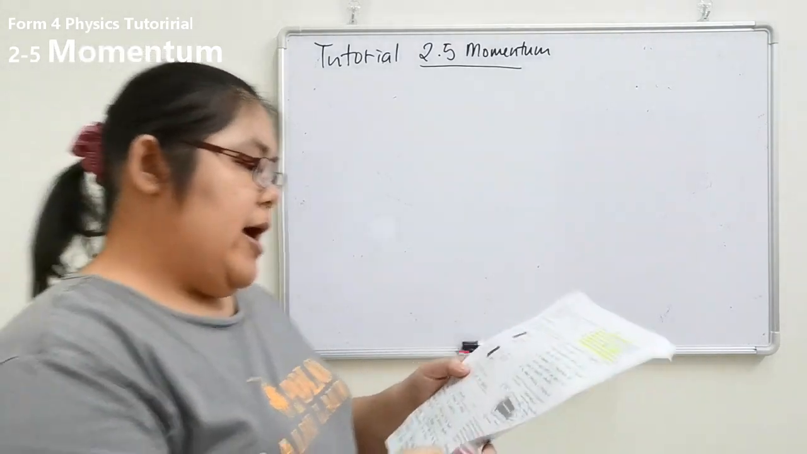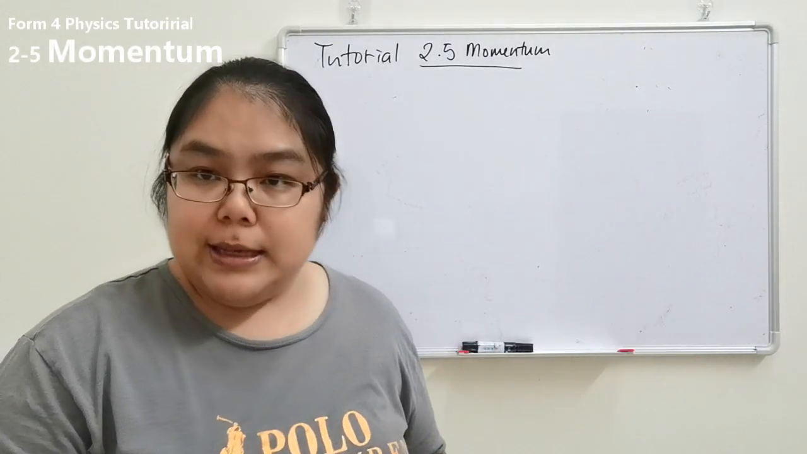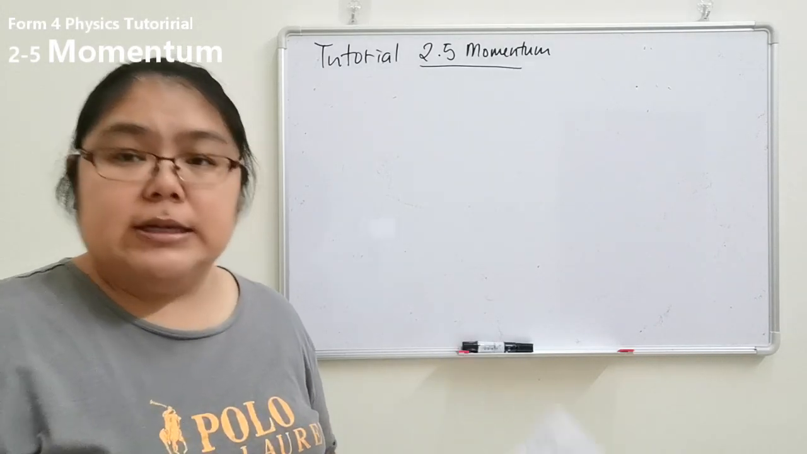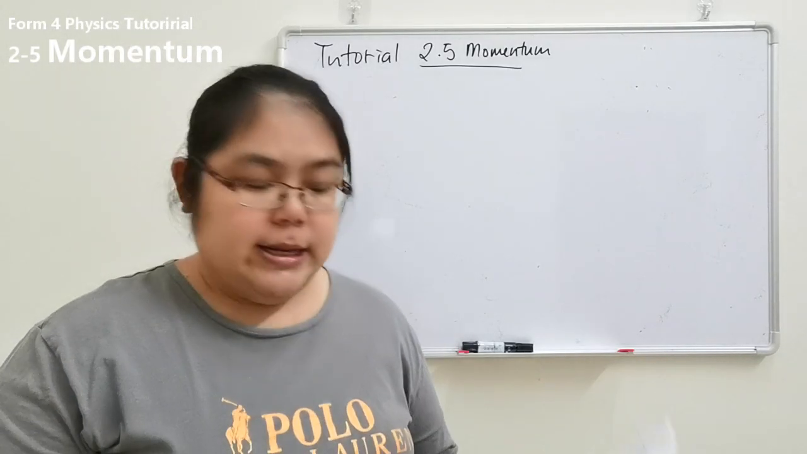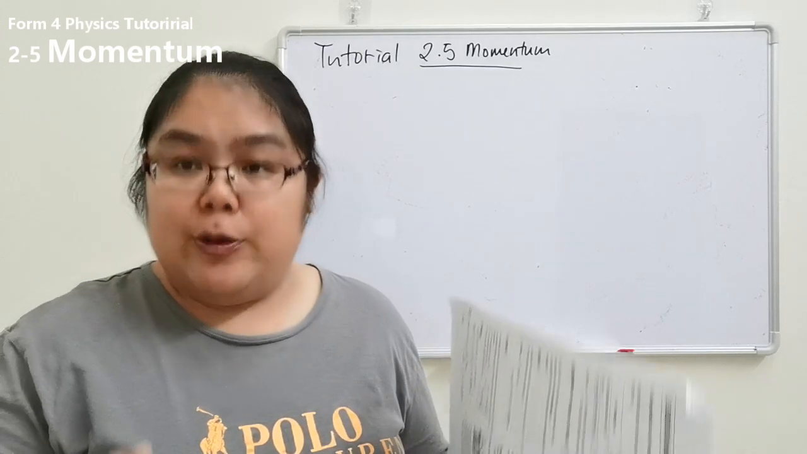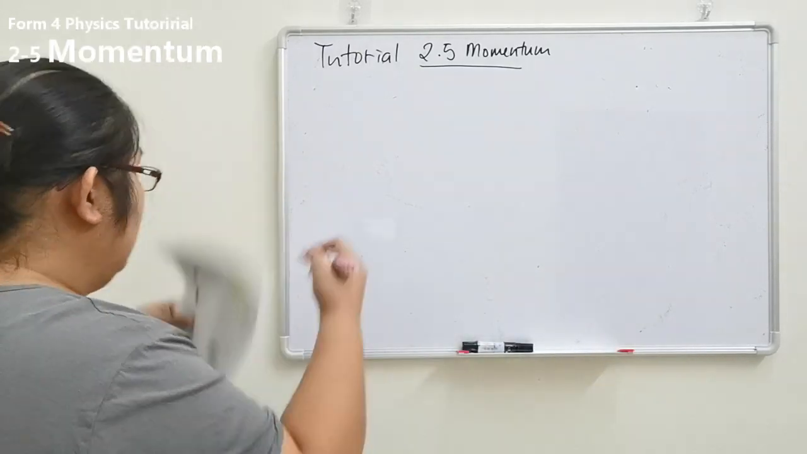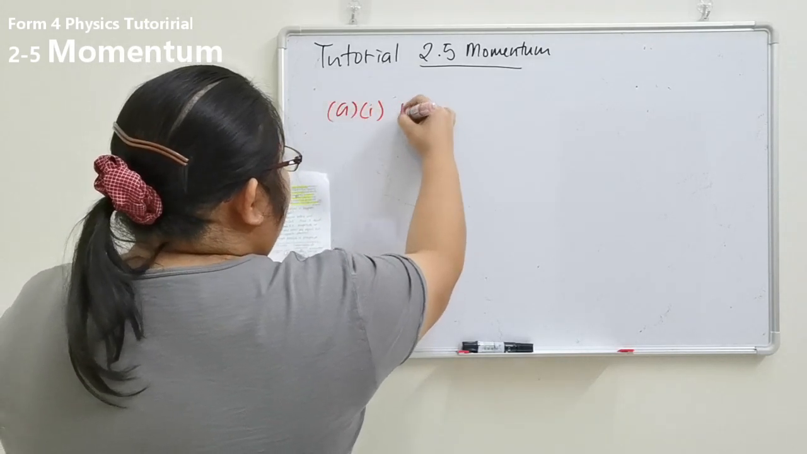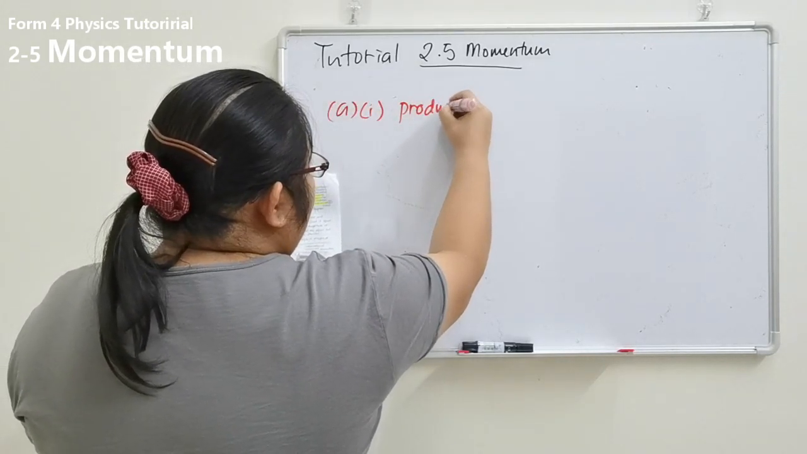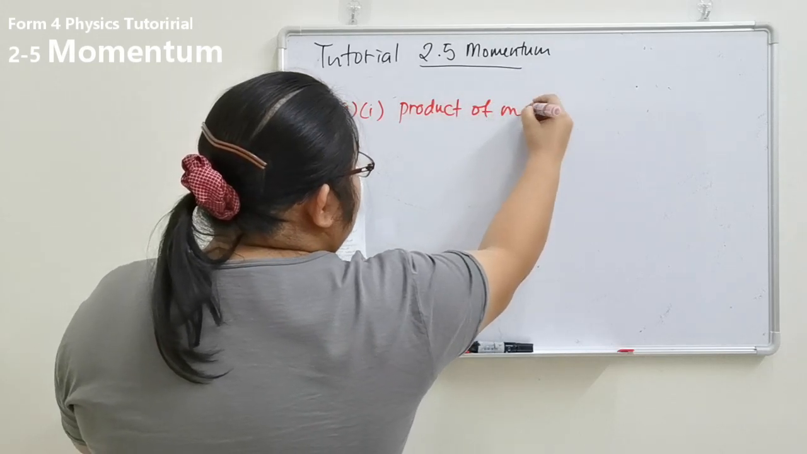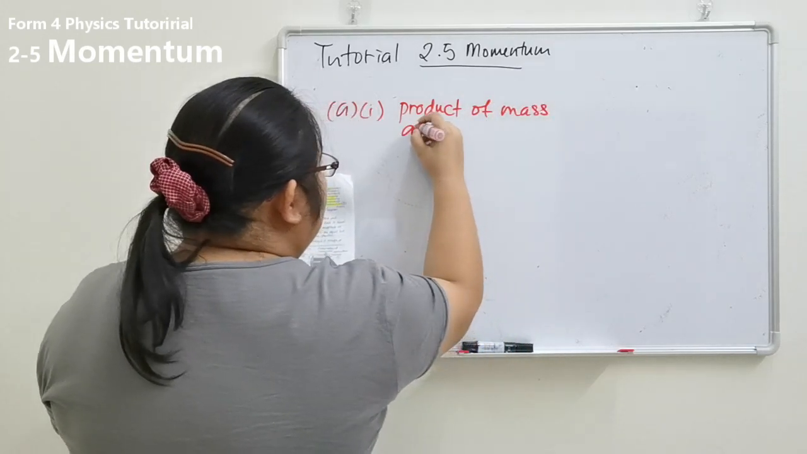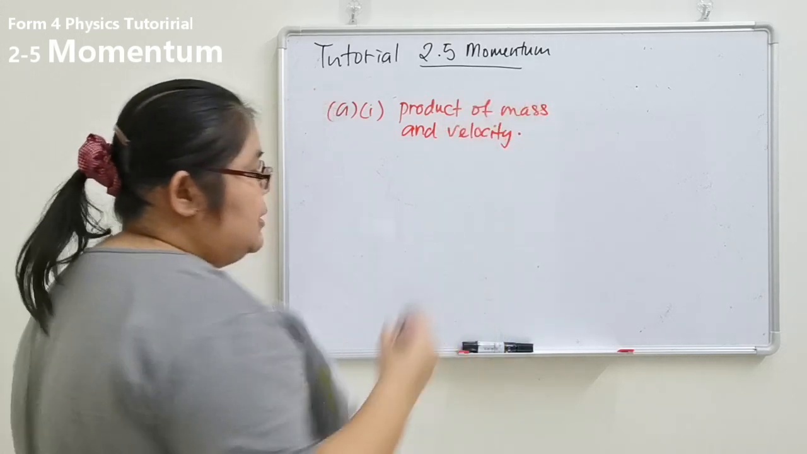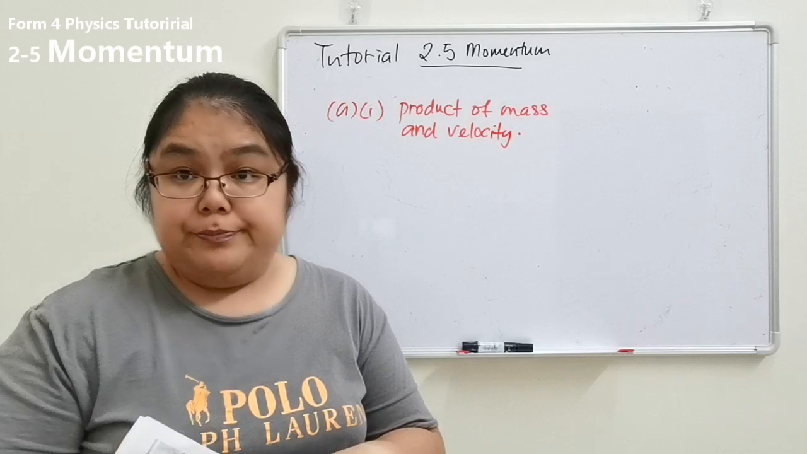First, they ask what is meant by momentum. Everybody knows momentum. Don't write the formula. The question never asks about the formula. They ask what it means, so you need to give the definition in words. So the answer for A: product of mass and velocity. This is the definition for momentum.